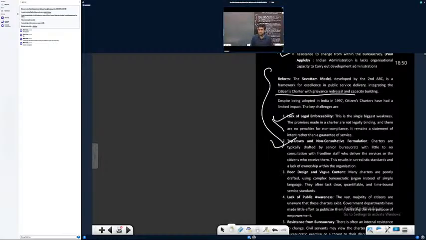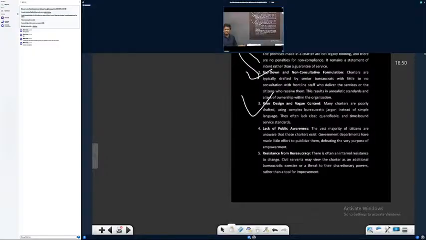It is top down in nature. The government has written a sheet. There is no consultation on what citizens actually want. Similarly, poor design and vague content. Nothing is made clear. It is vague: "That will work well. You can expect good services from us." Very vague in nature.